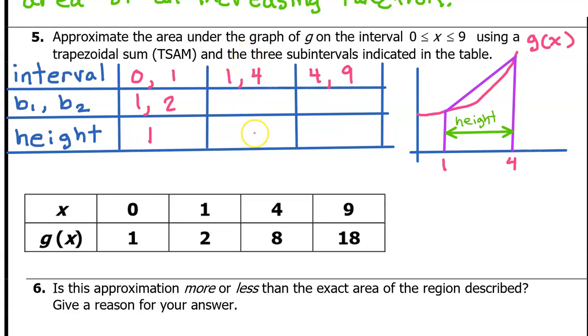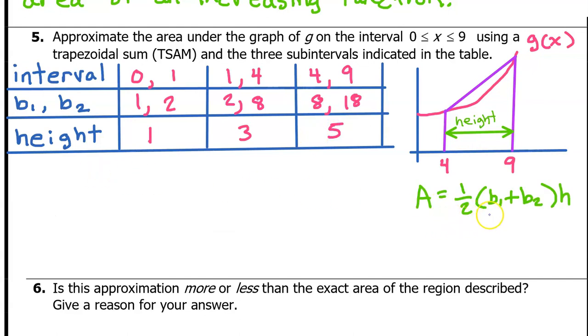Moving on to the second trapezoid, the first base will be the value of g at 1, which is 2. The second base will be the value of g at 4. That's 8. The height will be the width of the interval. That's 3. And then again for the third trapezoid, base 1 will be the value of g at 4, which is 8. And base 2 will be the value of g at 9, which is 18. And the height of the trapezoid will be the width of the interval, which is 5.